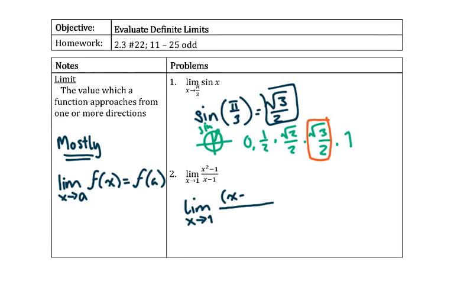X squared minus 1 is x plus 1 times x minus 1, over x minus 1. Cancel, cancel. And now you can plug it in, meaning that this is x plus 1, where we're just taking our definite value, plugging it in, and we end up with 2. So it's a discontinuity, but it was a removable one. We just had to do a little factoring.